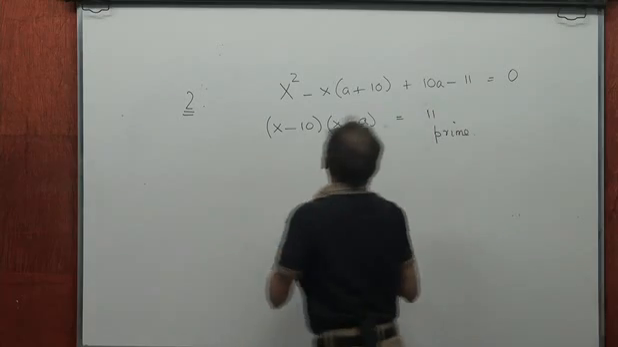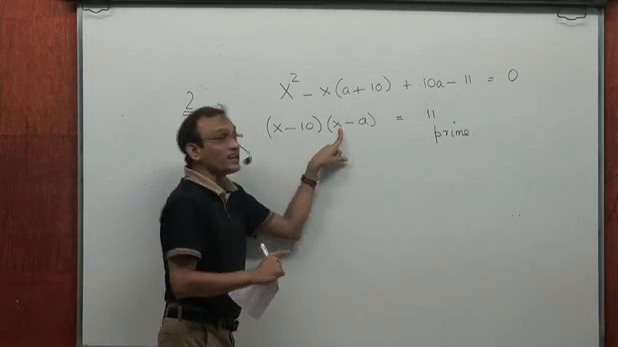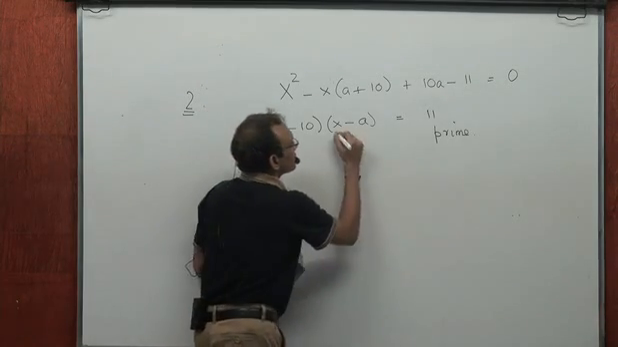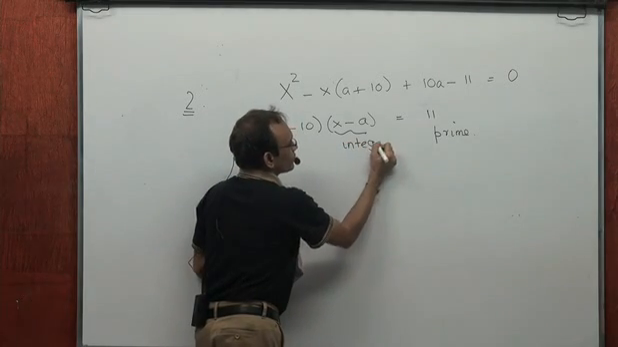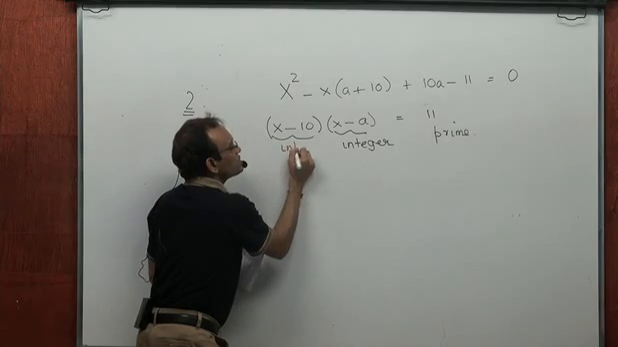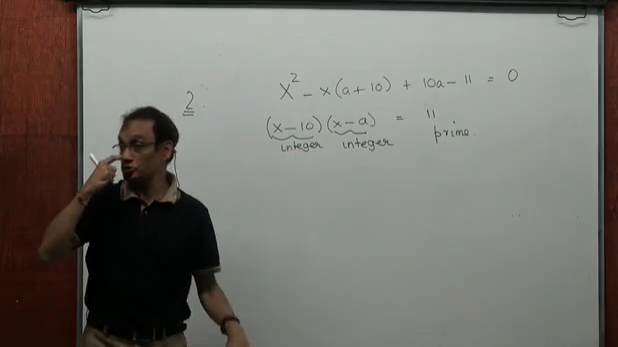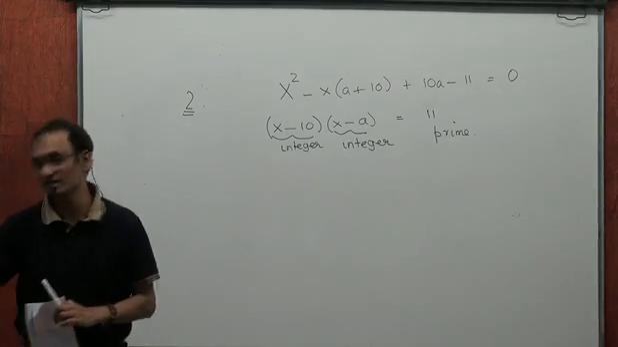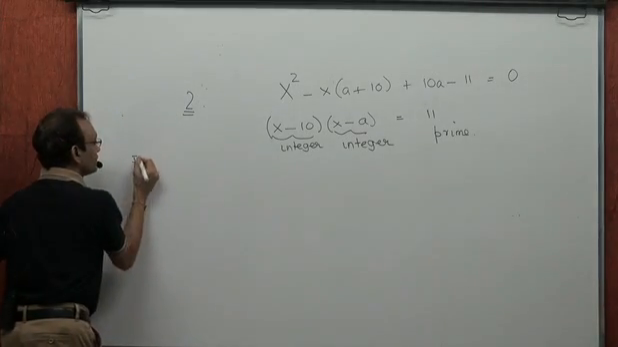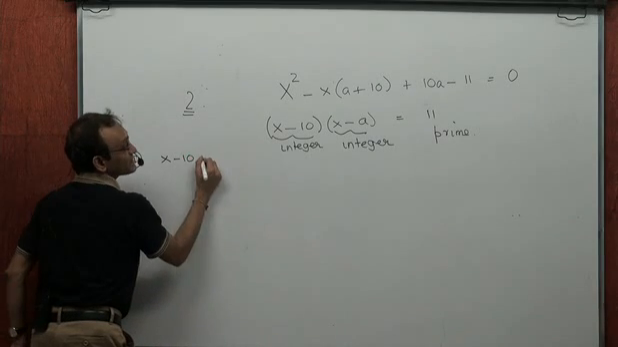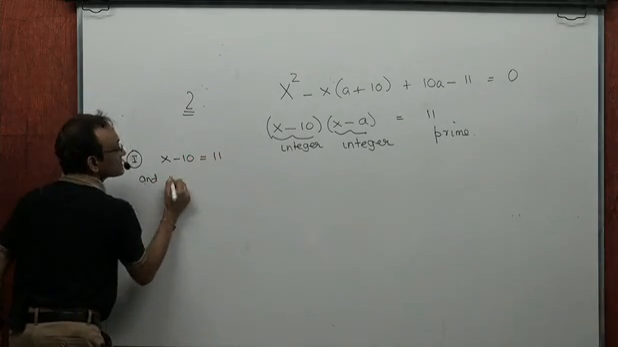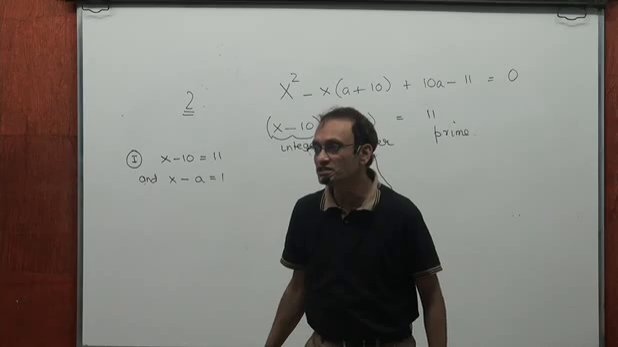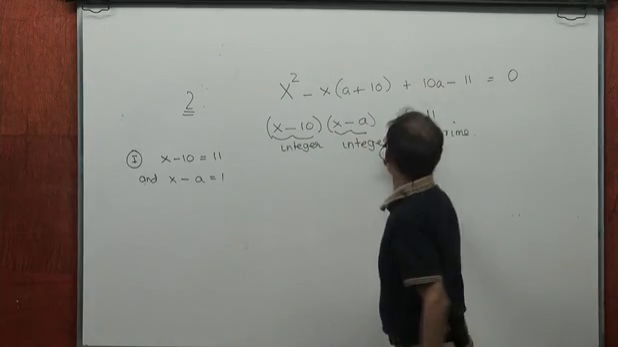It can't be fragmented into any further composites. Clear? And this is a product of two integers. x is an integer, a is an integer. So x minus a ought to be an integer. x minus 10 should also be an integer. So the left hand side is a product of two integers. The only set of possibilities is, say, possibility 1: x minus 10 is 11 and x minus a is 1. This is one possibility. Would you want to deny this? One of them must be 11, the other one must be 1, because this is a prime number.